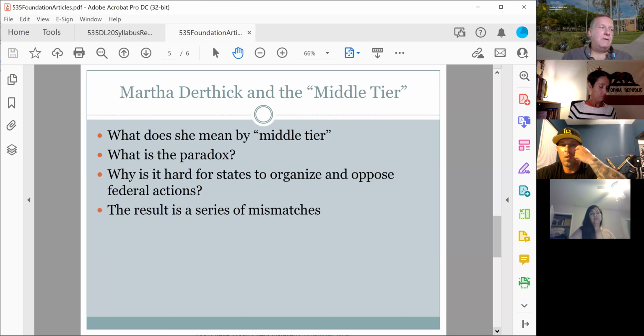So she starts off with this whole idea, it's in the title of her article, The Paradox of the Middle Tier. What does she mean by the middle tier? I think we all know that. It's pretty obvious. She's talking about state governments. She's talking about three levels of government: national, state, and local. And state governments occupy this position in the middle tier of our system of federalism. When state governments are occupying this middle tier, there is a paradox. What is her paradox of the middle tier?